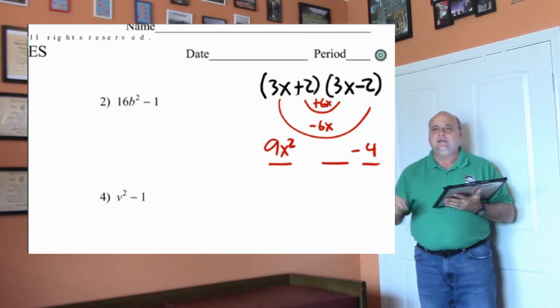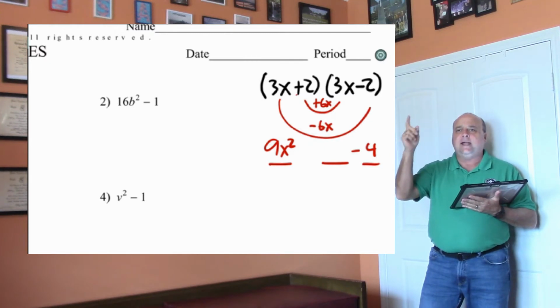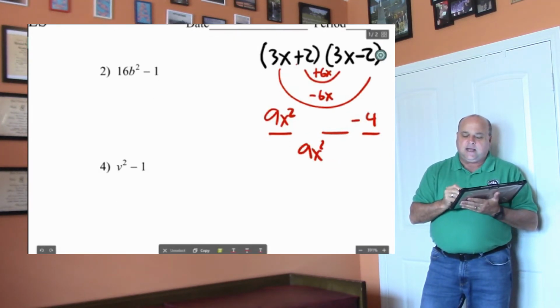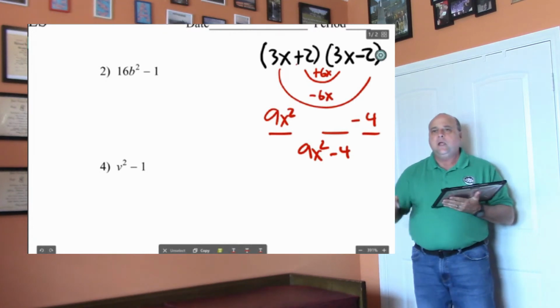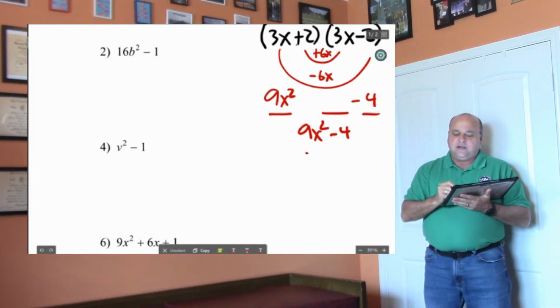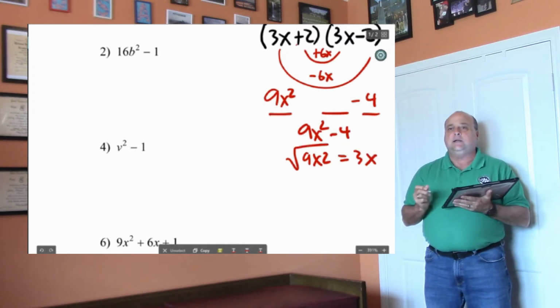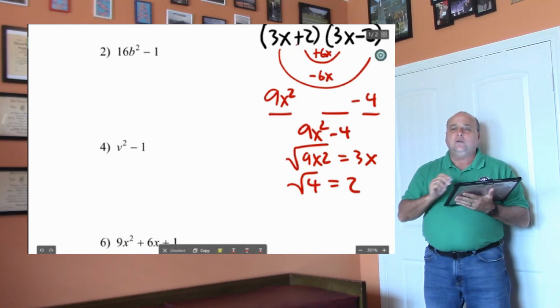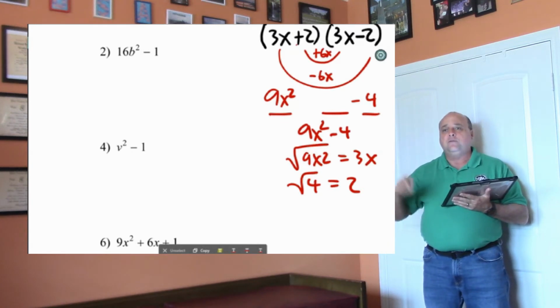Notice what happens. The middle term cancels out, doesn't it? So this is going to end up being 9x squared minus 4. Also notice that the square root of 9x squared is 3x, and the square root of 4 is 2, which is where those parentheses come from. 3x plus 2 and 3x minus 2.